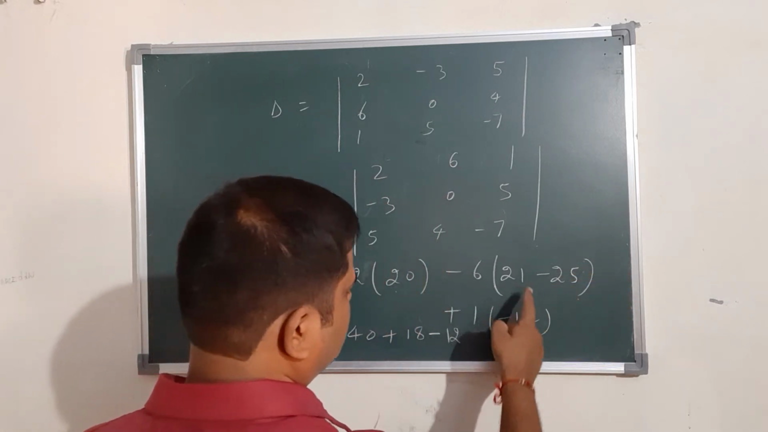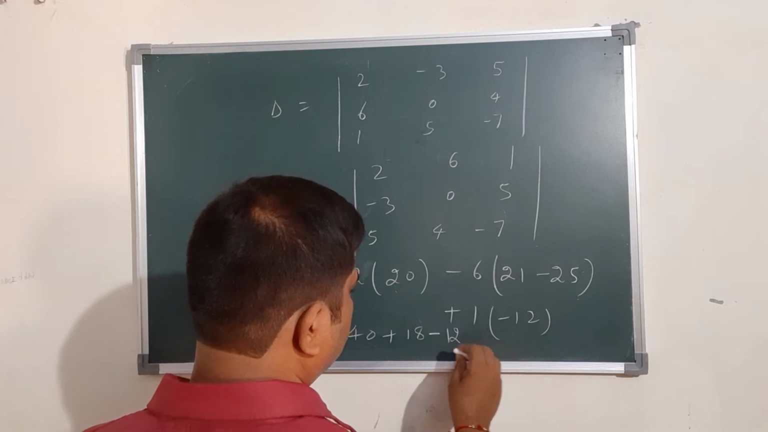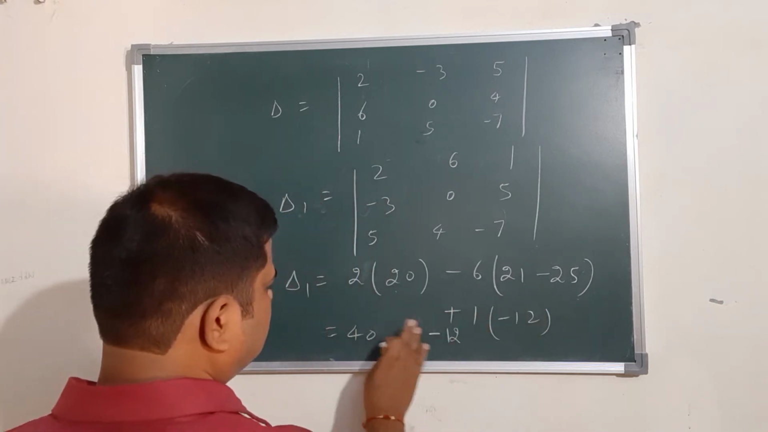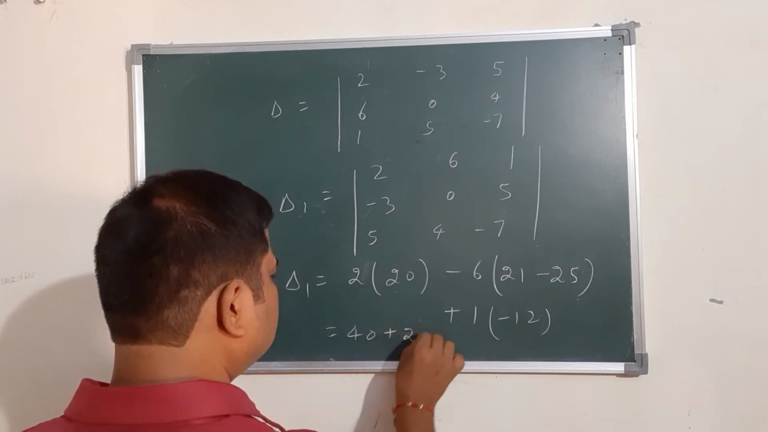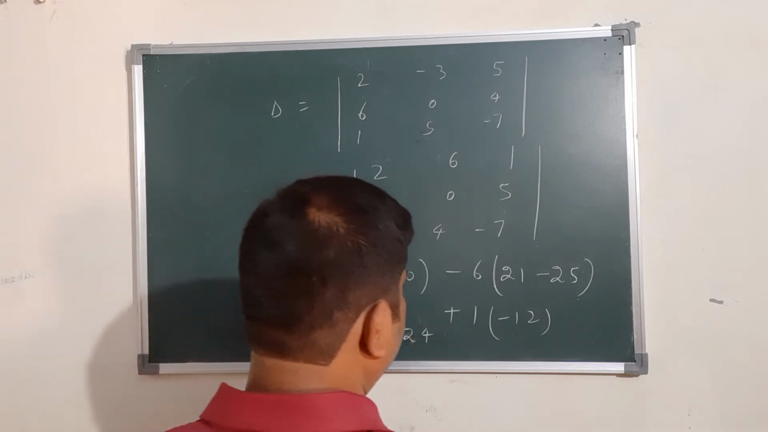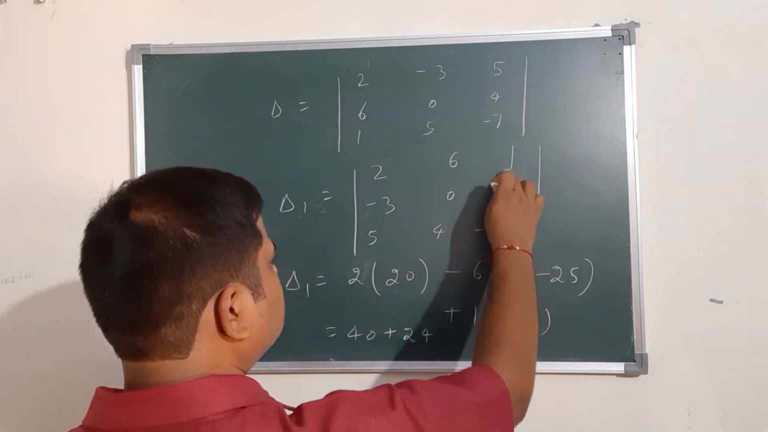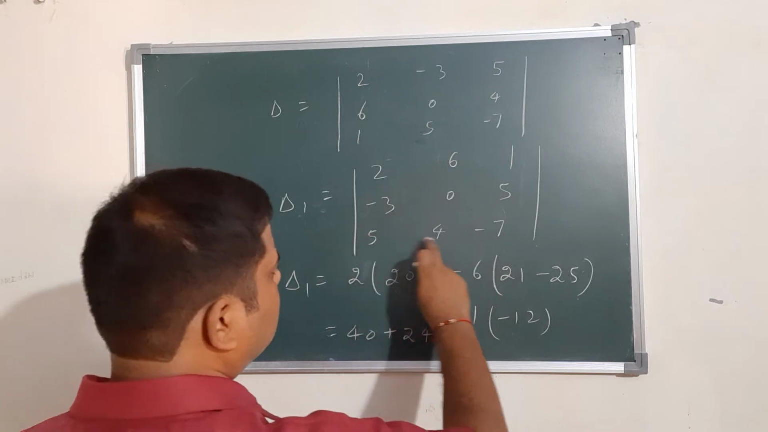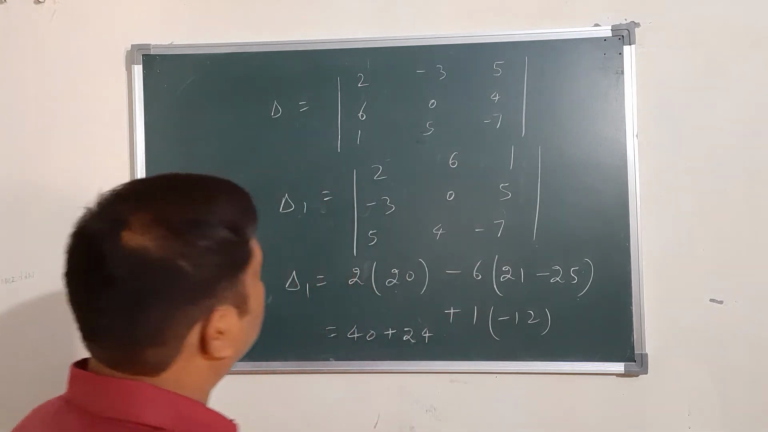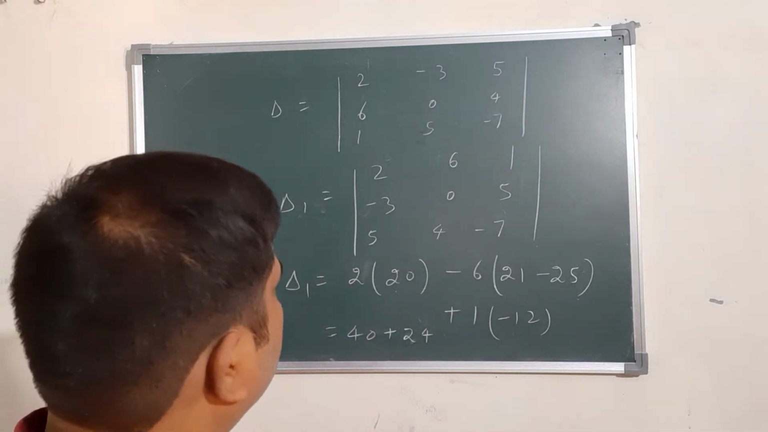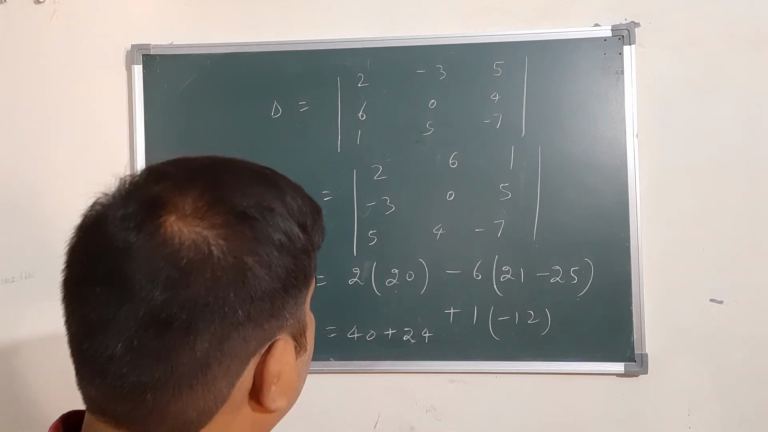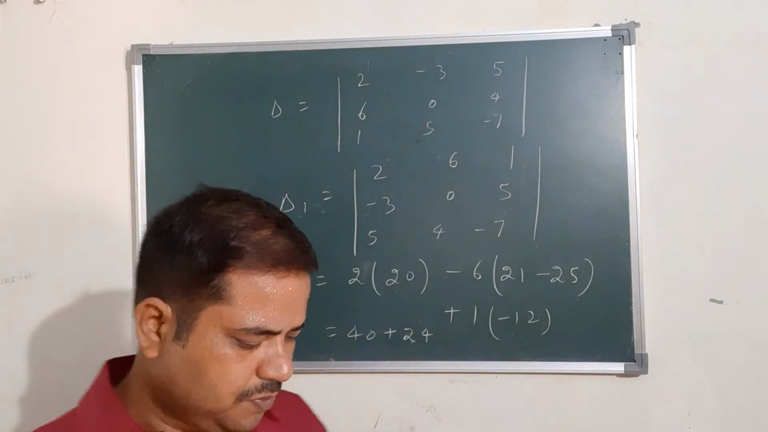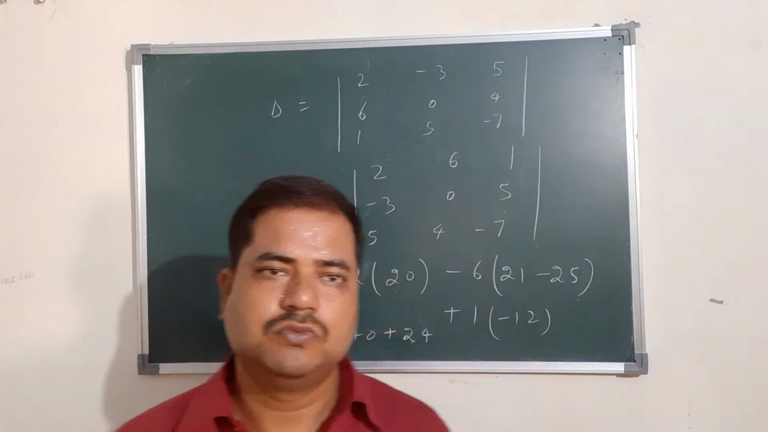This is minus 4. So minus 6 4s are 24 and this is 1, deleting this row and this column, 3 4s are... okay. Let us see. Next one. Now property number 2.